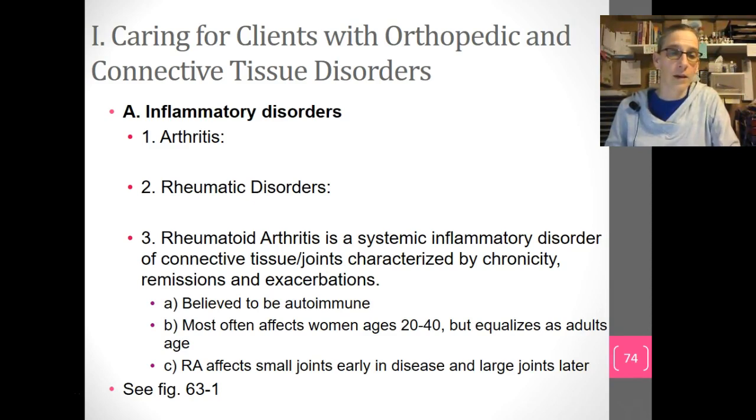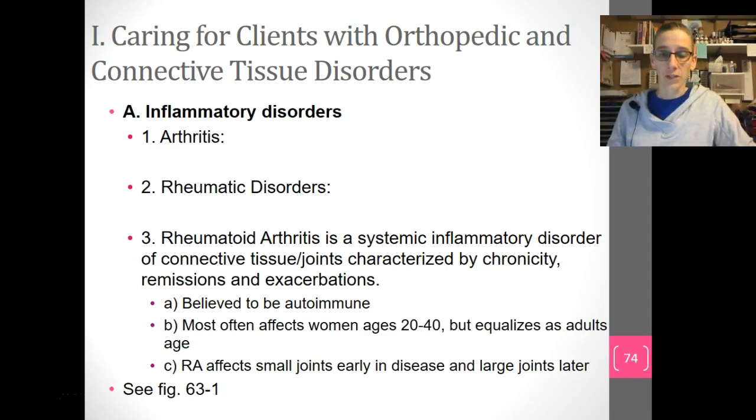Rheumatic disorders are among the most common orthopedic problems. Rheumatoid arthritis is a systemic inflammatory disorder of the connective tissue and joints characterized by chronicity, remissions, and exacerbations. There's a high potential for disability for patients with rheumatoid arthritis. It is believed to be autoimmune. There's a strong genetic association with the HLA, the human leukocyte antigen.